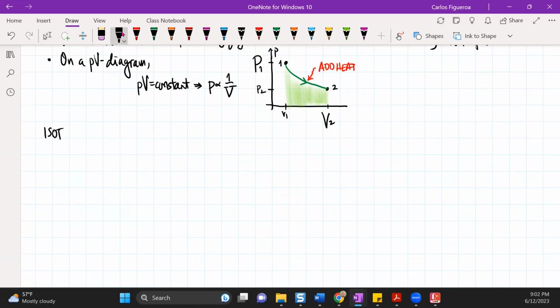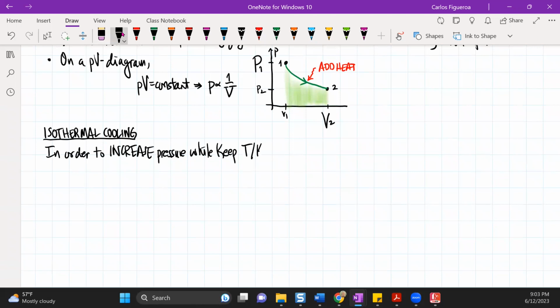So then if I look at isothermal cooling, what you're seeing here is that in order to increase pressure while keeping temperature and K micro fixed, the isothermal condition requires volume to decrease.